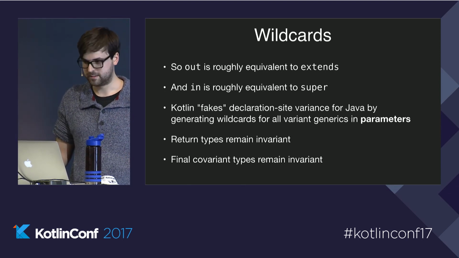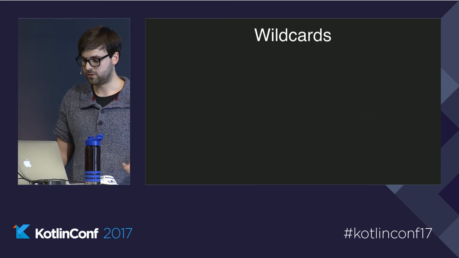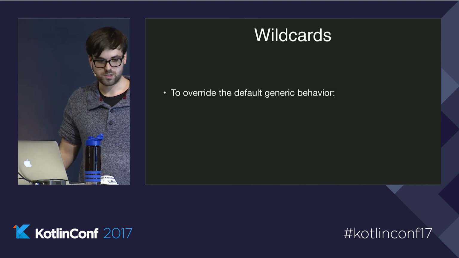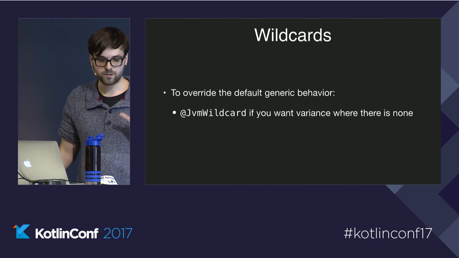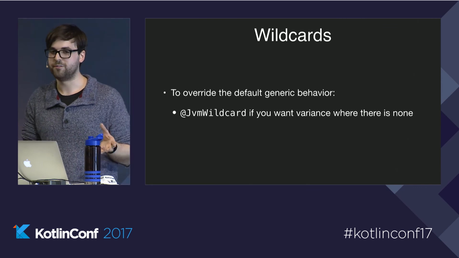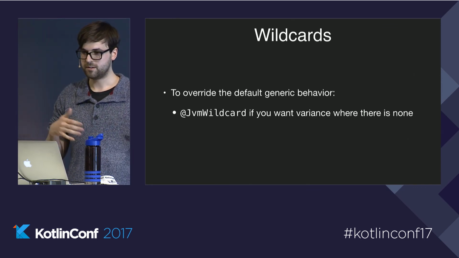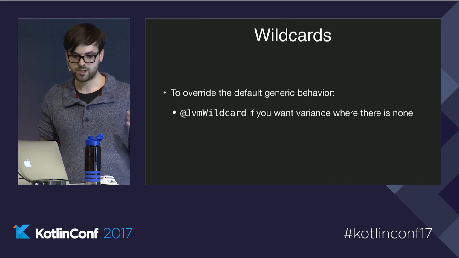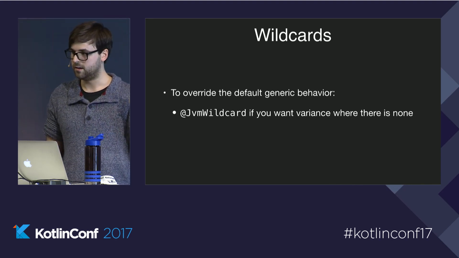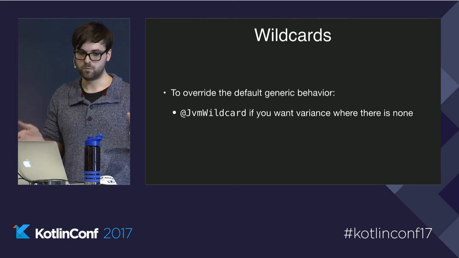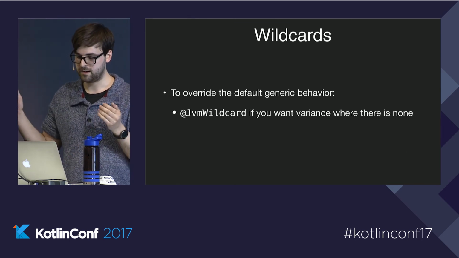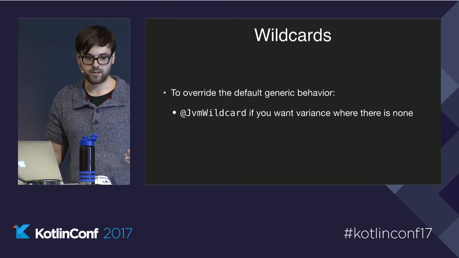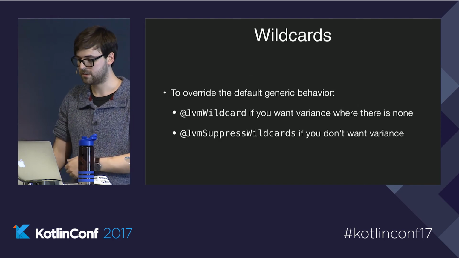But what if you want to override this and say, in this particular scenario, this is covariant or contravariant? Well, you can override it. There are these two annotations. JvmWildcard: if there is no variance somewhere and you need to have it, let's say your Java really needs to pass a List<? extends Number>, and it's just being exported as a List of Number, you can add JvmWildcard to the Kotlin declaration site of that, and it will create a variant exported type for that. So it will actually extend. And if you don't want the variance where it is, you can use JvmSuppressWildcards.